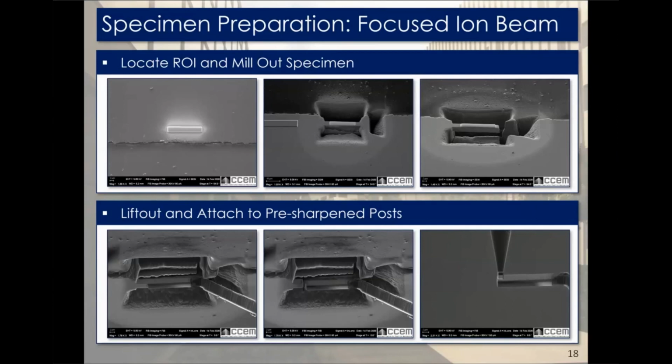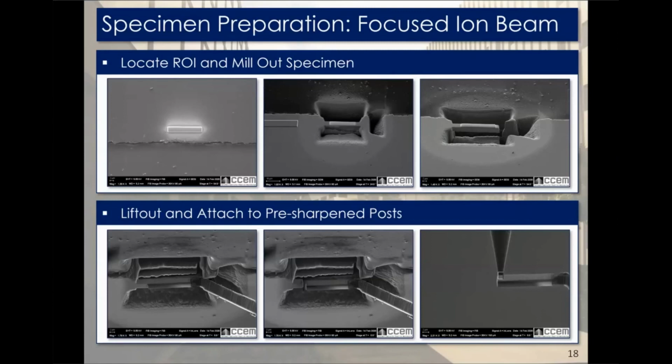And then what we'll do is we'll introduce our micromanipulator, attach it to one end, as we see in the image in the bottom left, then cut the material free. So now we can extract that cantilever of material entirely. Now we can take that material and mount it onto pre-sharpened posts. So usually we'll introduce a pre-sharpened tip of usually either silicon or tungsten, sometimes copper.